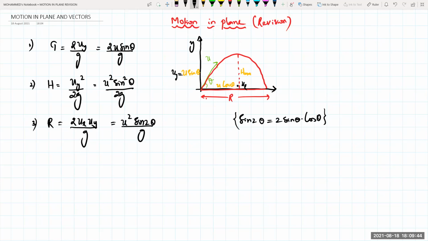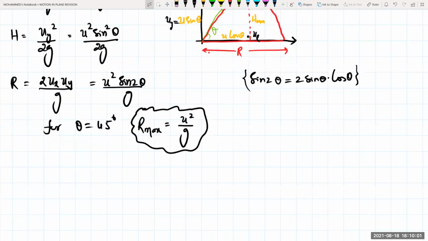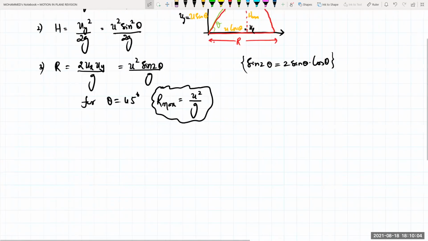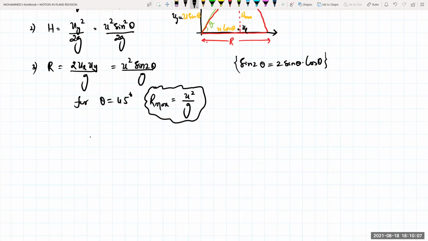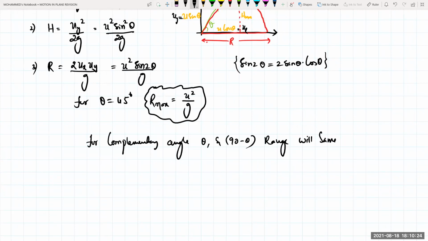Then for maximum range, what? For theta equal to 45 degrees, we get the maximum range. So what is that maximum range? R max will be equal to u square divided by g. Now tell me, for what two angles is the range the same? Complementary angles, isn't it? Do you remember or have you forgotten? So for complementary angles, that is theta and 90 minus theta, the range will be the same. Okay?